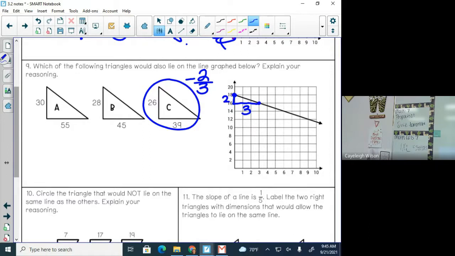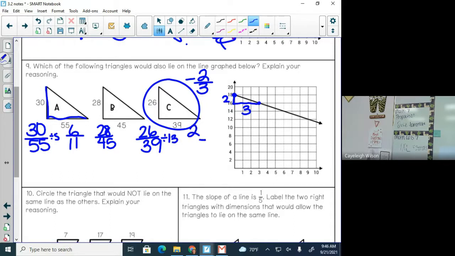So listen. Here's how you would figure that out. Rise over run. So 30 over 55 reduces by 5. That's 6/11. So that's why it's not that one. 28 over 45 doesn't reduce because 28 is 4 times 7, or 2 times 14, and 45 is 9 times 5. So not that one. And then 26 over 39 reduces by 13. 26 divided by 13 is 2, 39 divided by 13 is 3. So that's why it's C.